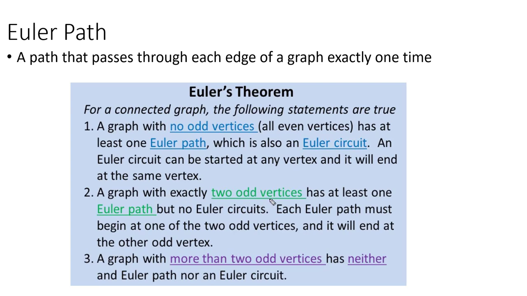If there are exactly two odd vertices, then it has at least one Euler path, but it doesn't have to start and stop at the same vertex. That's what this is saying here. Each Euler path must begin at one of the two odd vertices, and it will end at the other. If a graph contains more than two odd vertices, then it has neither an Euler path nor a circuit.